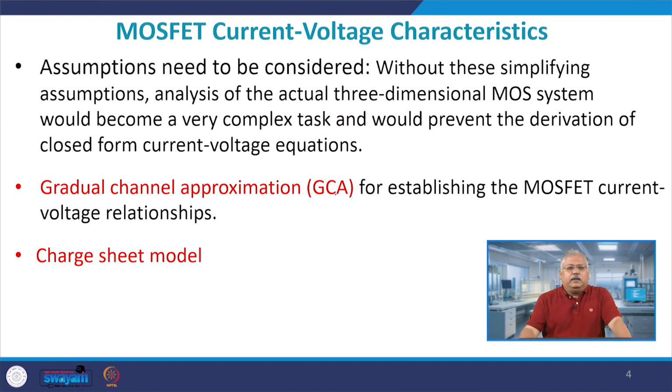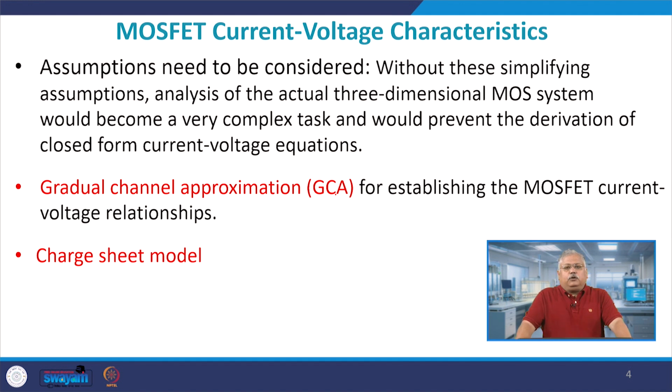Let us come to the first one, and that is basically your current voltage characteristics. To understand this, the basic framework for deriving any current versus voltage characteristics is to extract the amount of charge which is accumulated near the silicon dioxide interface. Once you know the charge, then current is nothing but the charge flowing per unit area per unit time. So, if you know how much charge per unit area is available in the inversion region, you could derive the closed form of the current versus voltage equations.